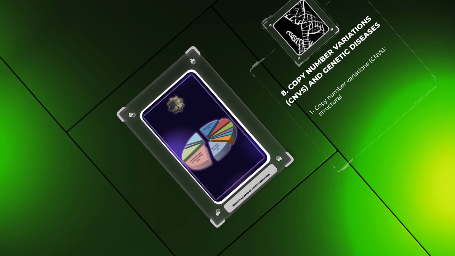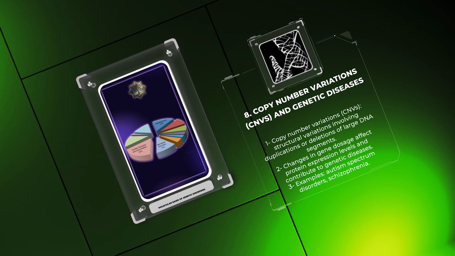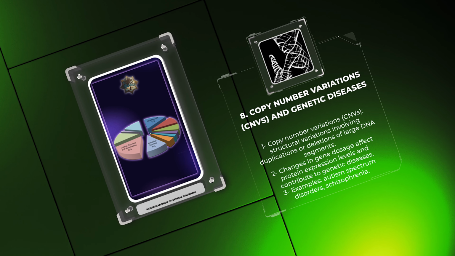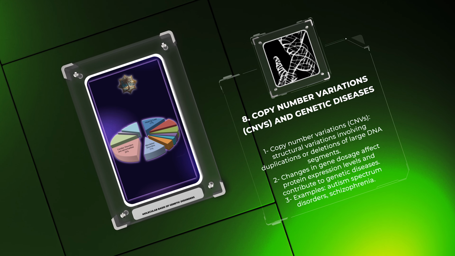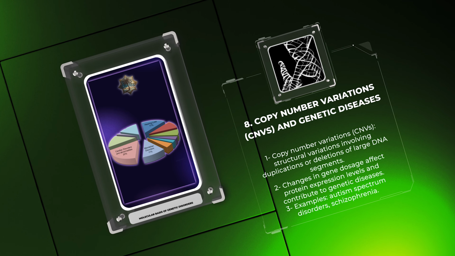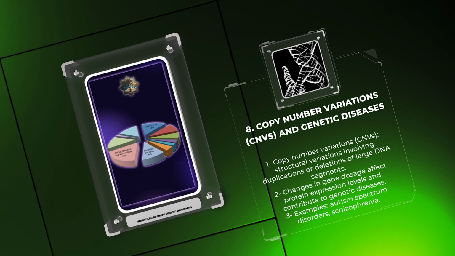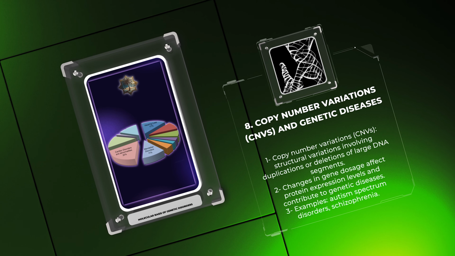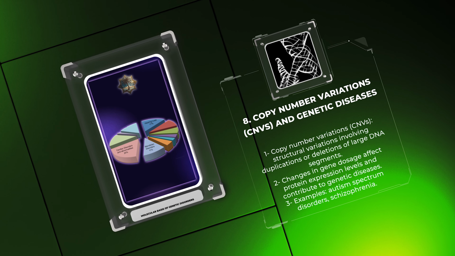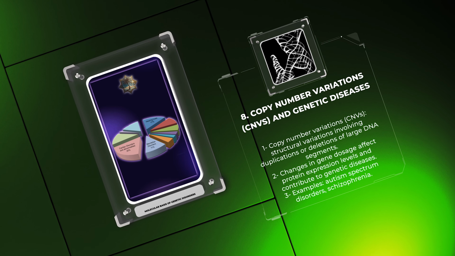Copy number variations, CNVs, are structural variations in the genome that involve duplications or deletions of large DNA segments. These variations can lead to changes in the gene dosage, affecting protein expression levels and contributing to genetic diseases. Conditions such as autism spectrum disorders and schizophrenia have been linked to CNVs.